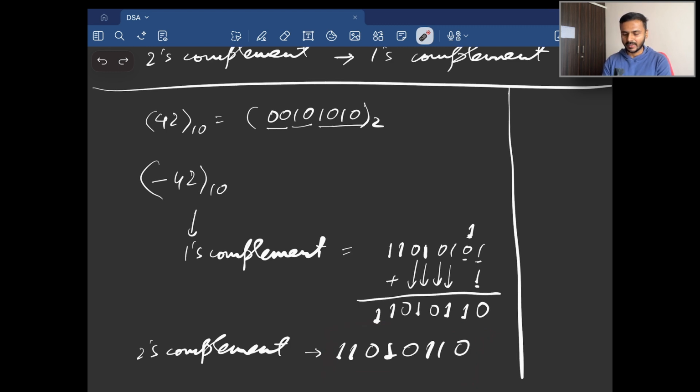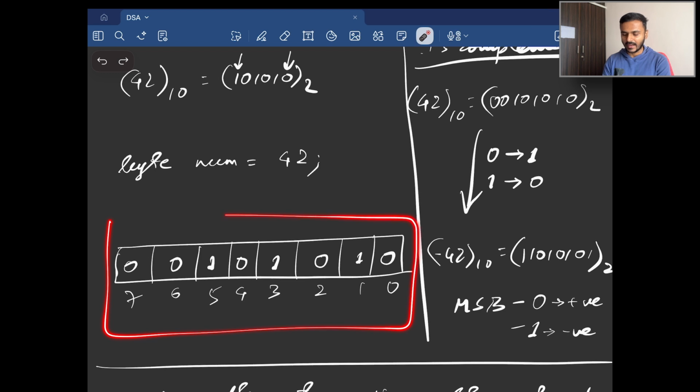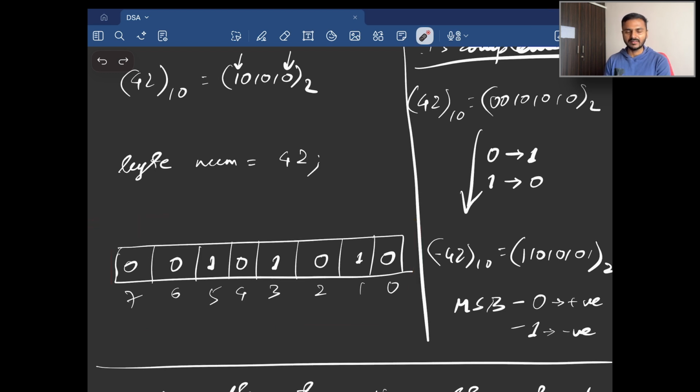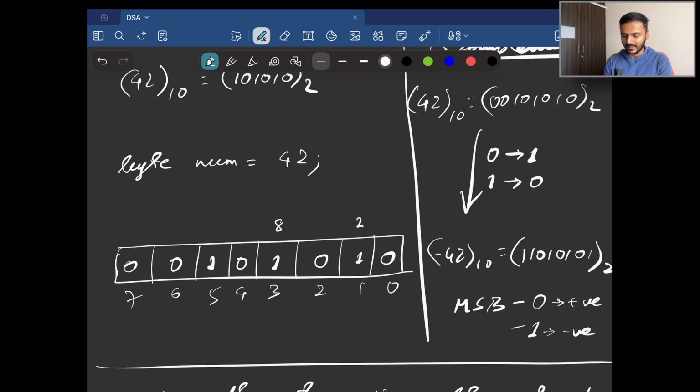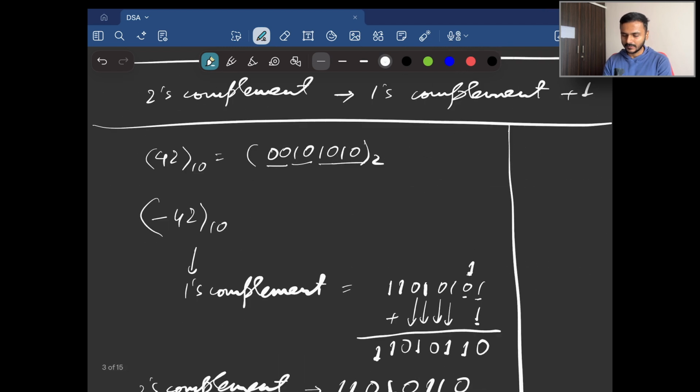Now, the next question that might be coming to your mind is, if you have this, and you have to find out which number in the decimal number system it is representing, the process would be pretty simple, right? Because we have 0 in the most significant bit, we know for sure that this is a positive number. And we can convert this to decimal. So it will be 2 to the power 1, 2, then 2 to the power 3, 8, and 2 to the power 5, which is 32. If we add 32 plus 8 plus 2, we will get 42, which is the original number. But what about this?